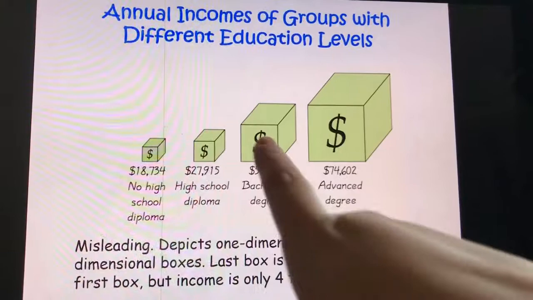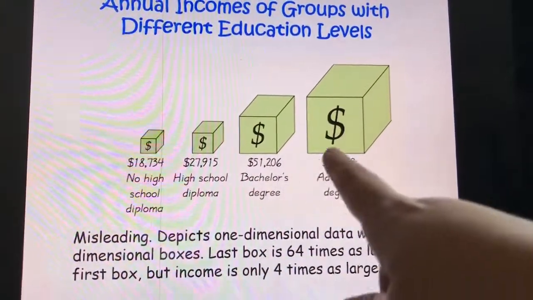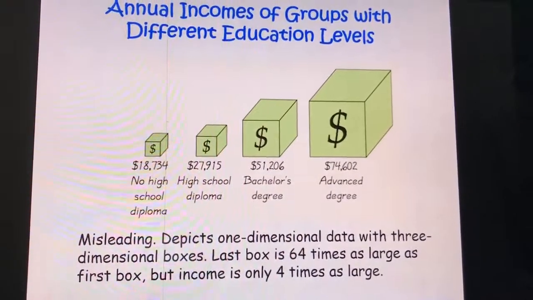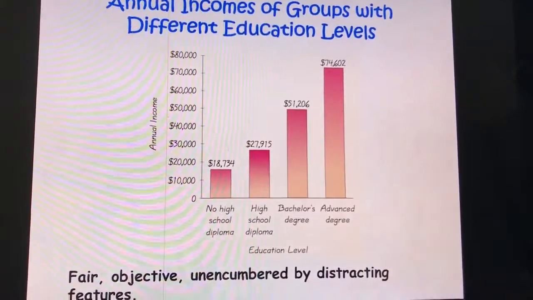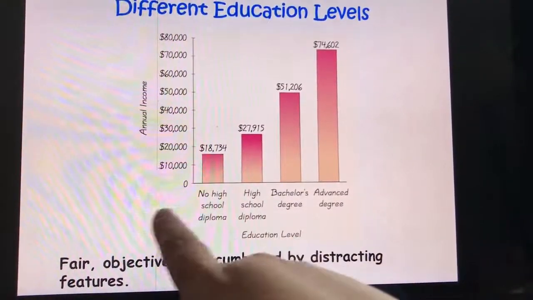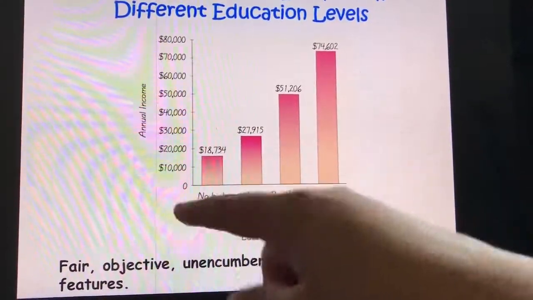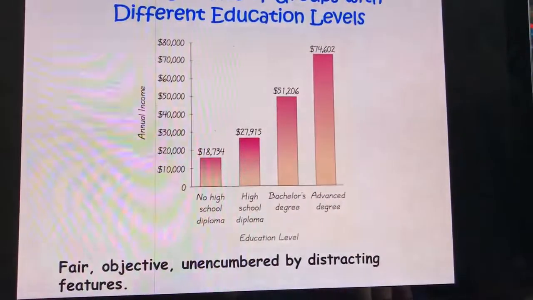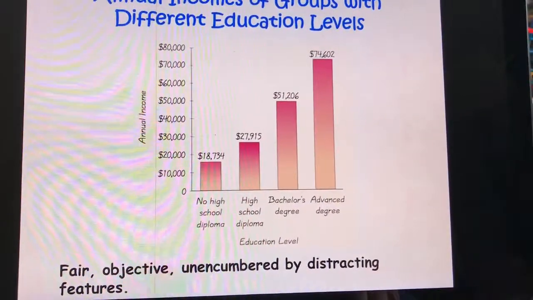This one here is one-dimensional data with three-dimensional boxes. The last box is 64 times the first box, but the income is only 4 times as large. So this one would actually be a better graph to use for that same data, because it goes from the smallest to the largest in this case, and it makes it a little bit easier to understand, and it's not so busy and distracting.